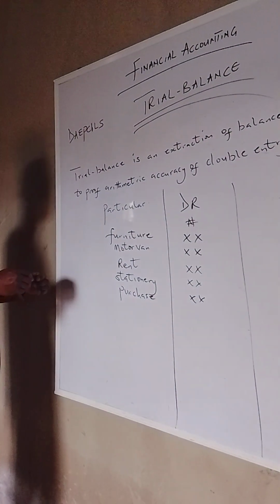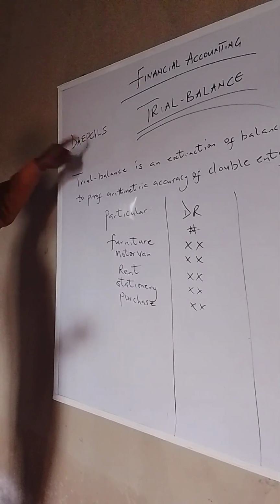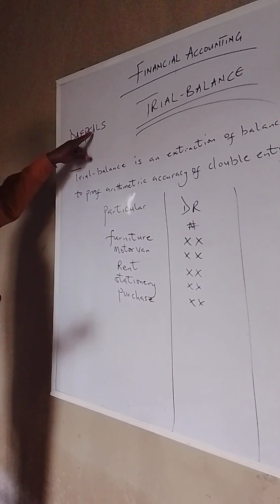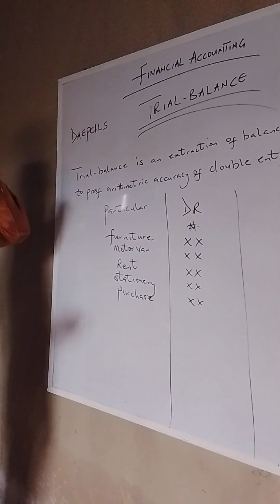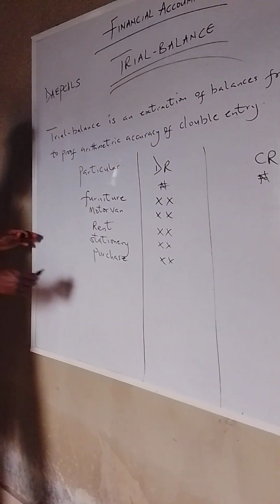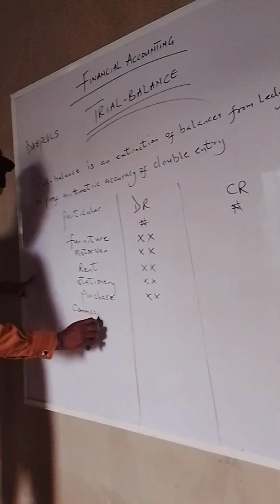Now let's move to the credit side. So I'm done with assets, expenses, and purchases. Now let's go to the credit side. There's what we call income. Anytime we have commission received, that's an example of income. Commission received.